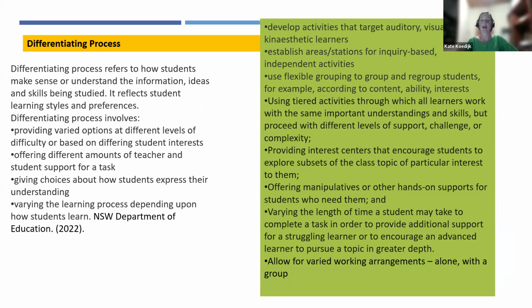The next one is differentiating the process. So the process refers to how the students make sense of the information and ideas and skills. It reflects student learning styles and preferences. So providing varied options at different levels based on difficulty, offering students amounts of teacher or student support for a task. So the process, that peer-to-peer scaffolding and teacher scaffolding, giving choice about how they would like to express their understandings, and varying the learning processes depending on how the students work.